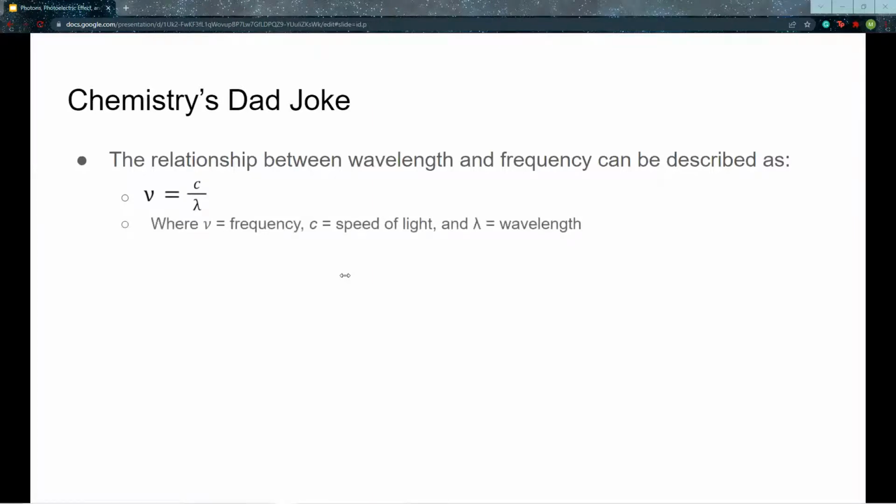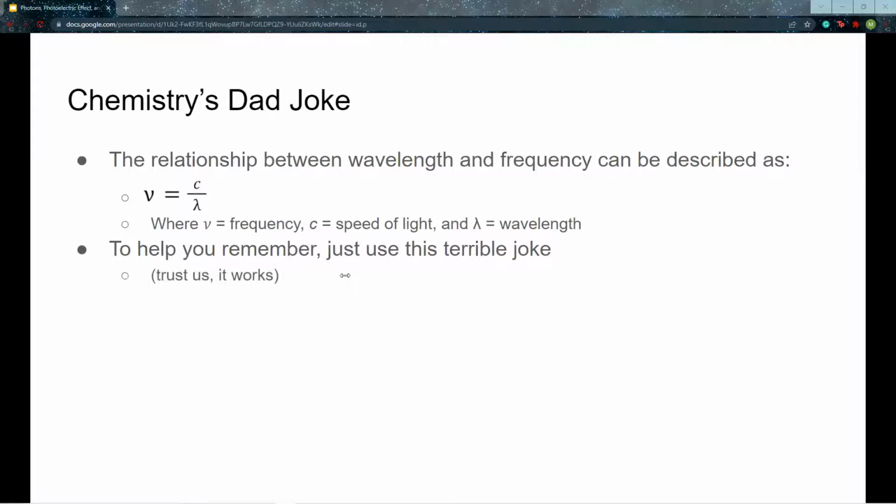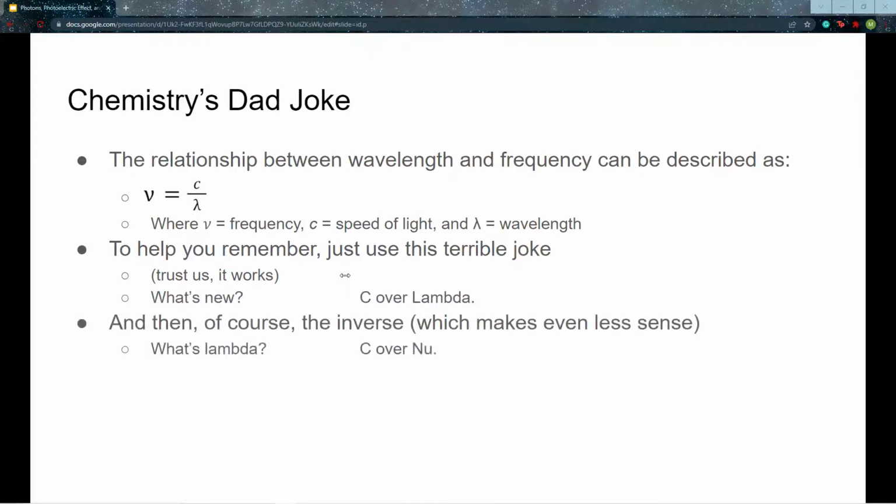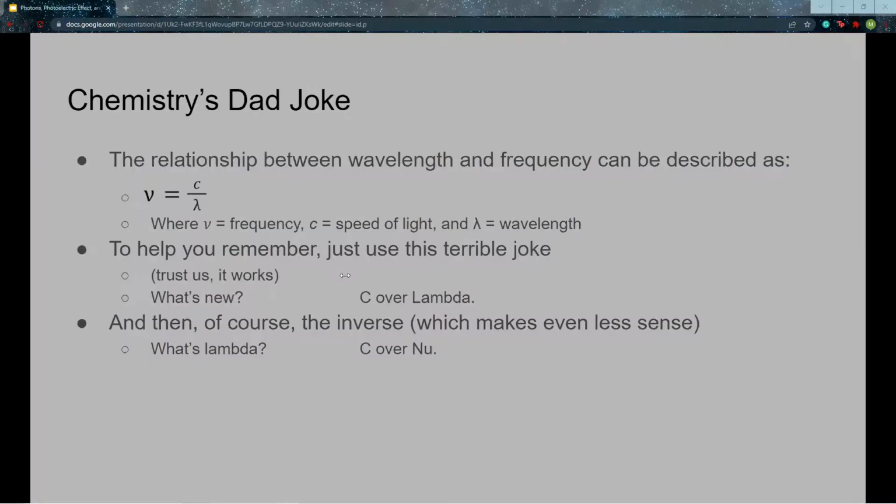To help you remember this formula, just use this admittedly terrible joke, and please trust us when we tell you it works. Here we go. What's new? C over lambda. Terrible, I know, but wait, because it gets worse. There's also the inverse of the joke, which makes even less sense. What's lambda? C over nu.